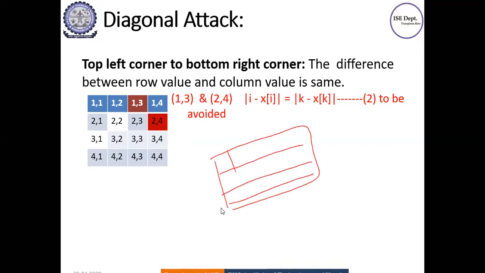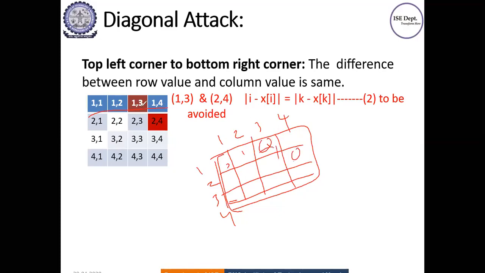Suppose in this example we consider the 4 cross 4 queen problem. Correct. So 1, 2, 3, 4, 1, 2, 3, 4. This particular position indicates 1 comma 1. This is 1 comma 2, 1 comma 3. They have written the values here: 1 comma 1, 1 comma 2, 1 comma 3, and 1 comma 4. Now if I place queen 1 here and queen 2 here, we can easily observe it is diagonal, correct? We should avoid this because there is an attack between these two queens.